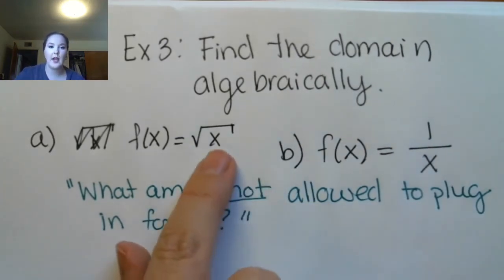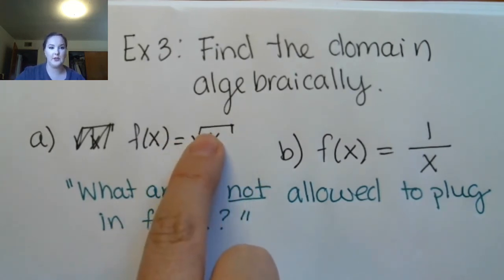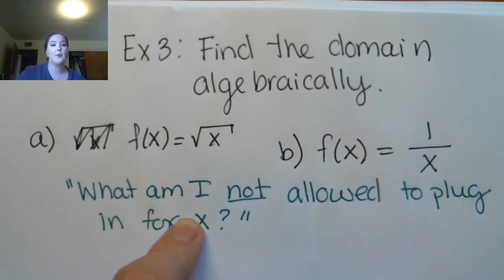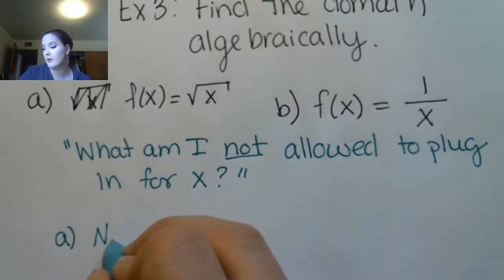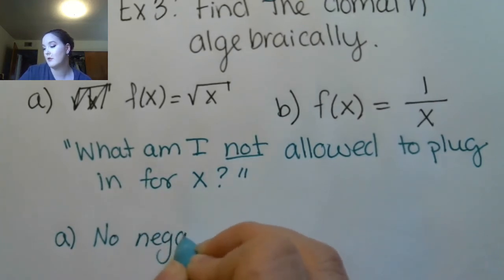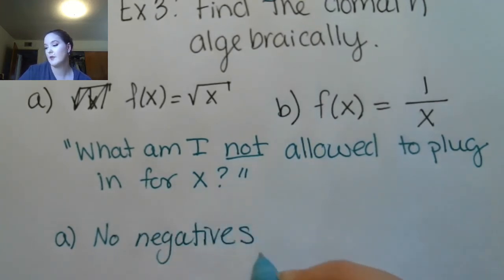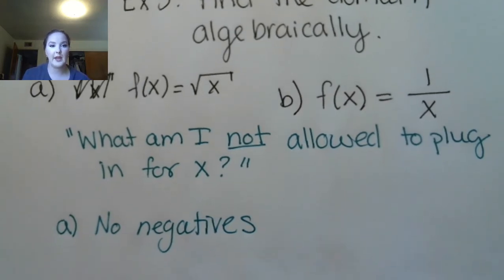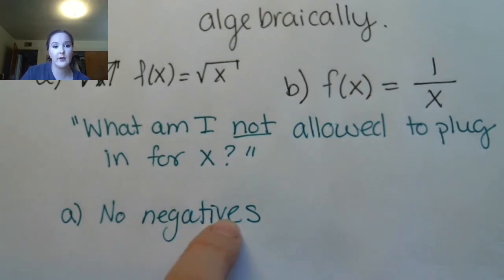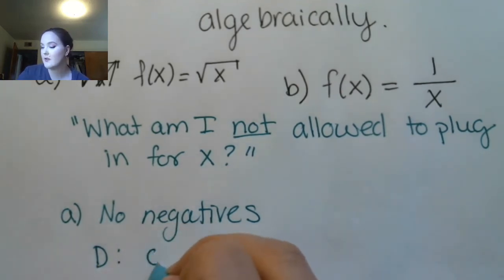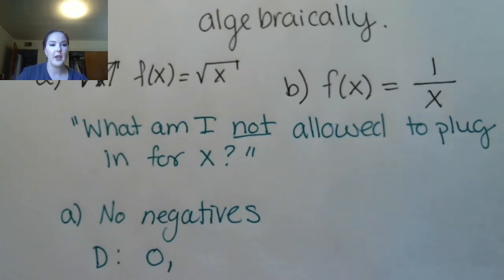So for part A, what are you not allowed to put into square roots? Well, for part A, you are not allowed to plug in negative numbers. So our domain is going to be everything that isn't negative, right? This is excluded from the domain, so we're going to have our domain be everything else. So we're going to start at 0, and then go to infinity, including all positive numbers.